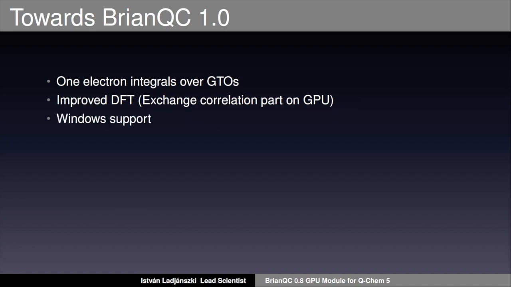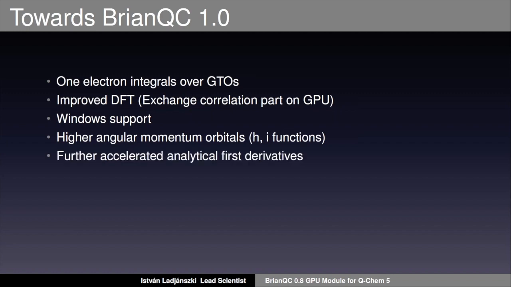We are going to release Windows support because we know a lot of QChem users are using Windows boxes, so we don't want you to work without GPU support. We are also going to add higher angular momentum integrals over Gaussian basis functions, H and I functions. So those who want to work with, I don't know, 6 zeta basis sets, can integrate them on GPU. We are going to further accelerate the first analytical derivative, so the numerical derivatives and geometry optimization module will be much faster in 1.0.